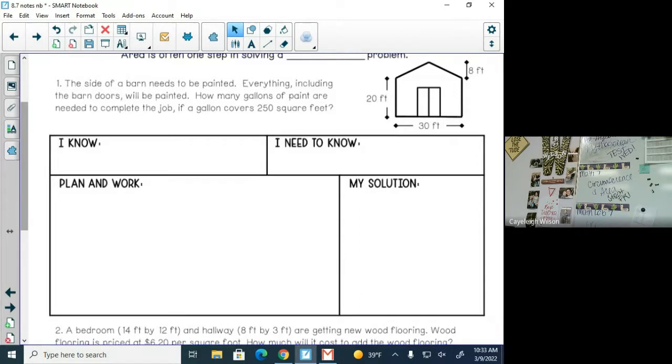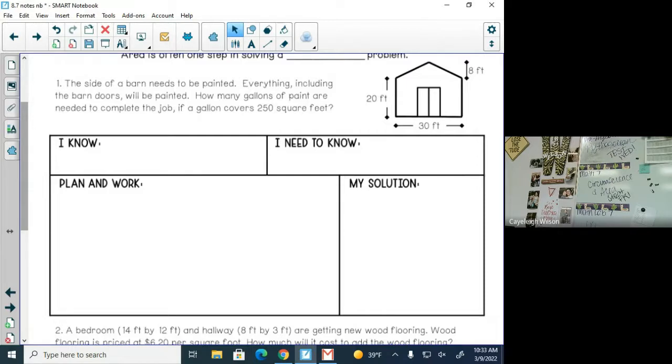It says the side of a barn needs to be painted. Everything, including the barn doors, will be painted. How many gallons of paint are needed to complete the job if a gallon covers 250 square feet? Okay, so they're asking me how many gallons of paint I'm going to need to paint that barn. Well, first I need to find the area of that shape. I first need to find the area so that I know how many square feet I'm going to have to paint.